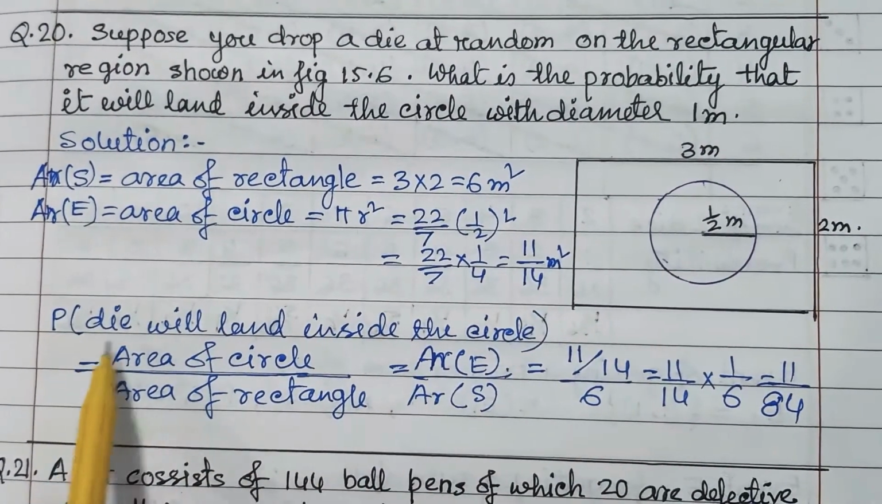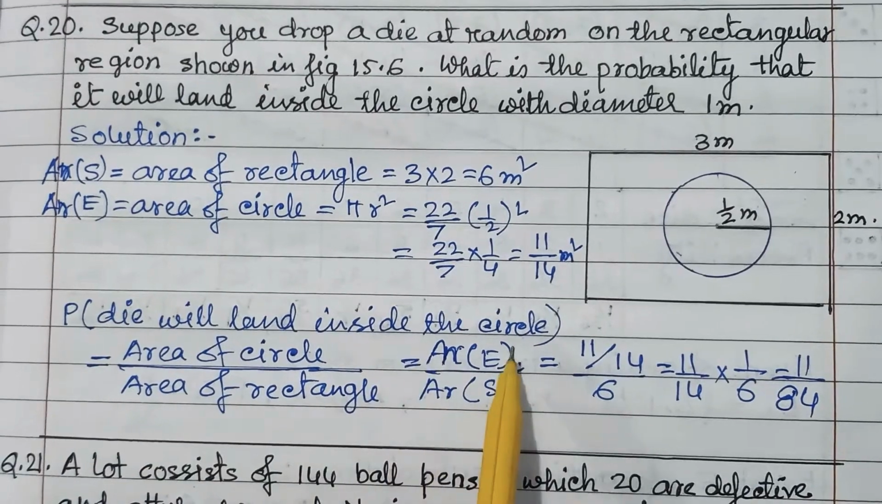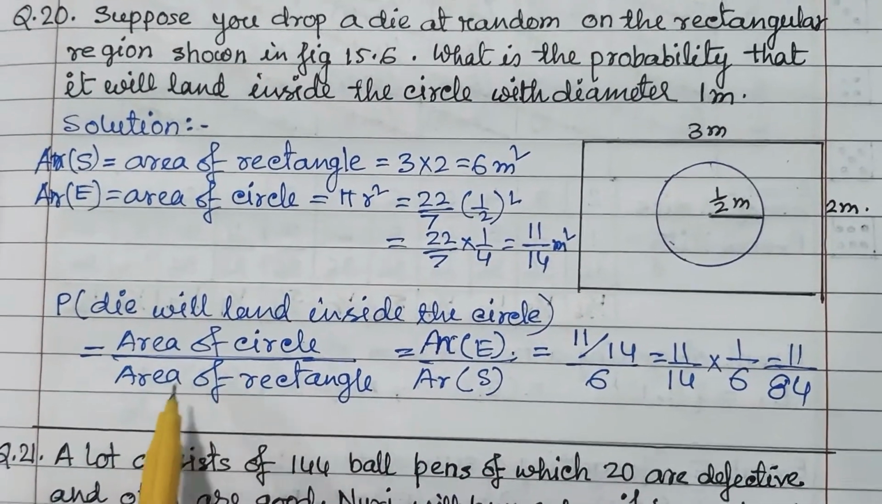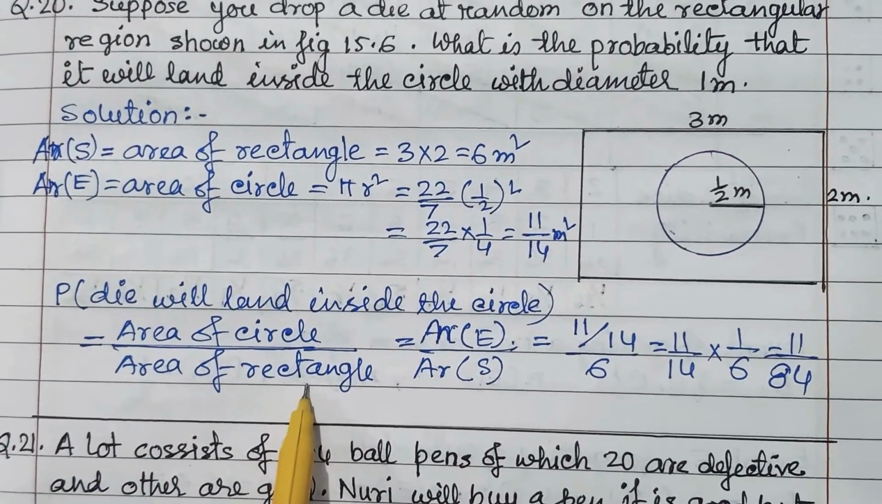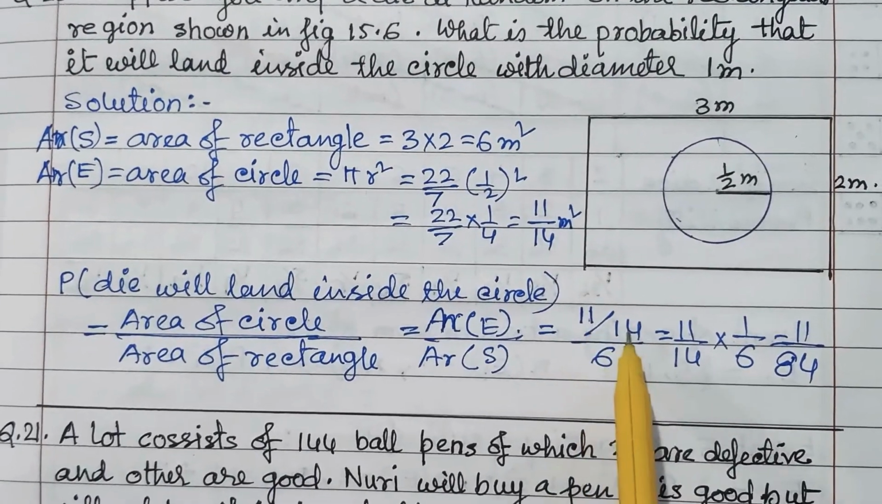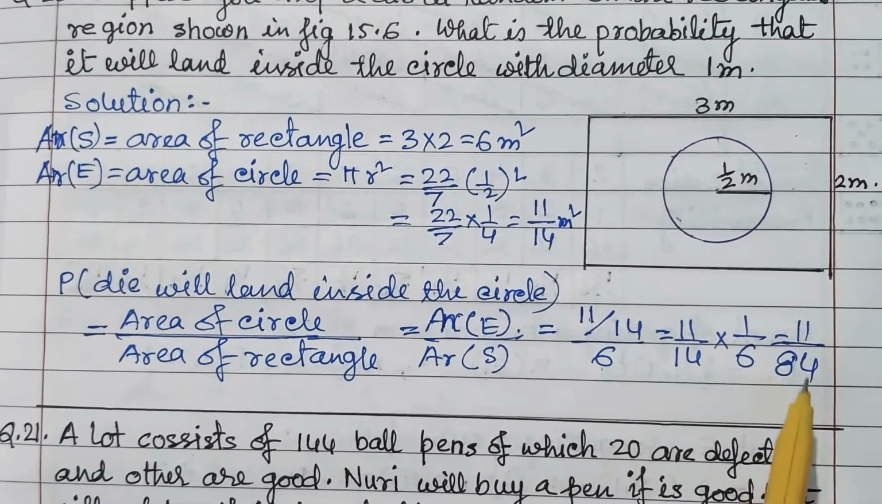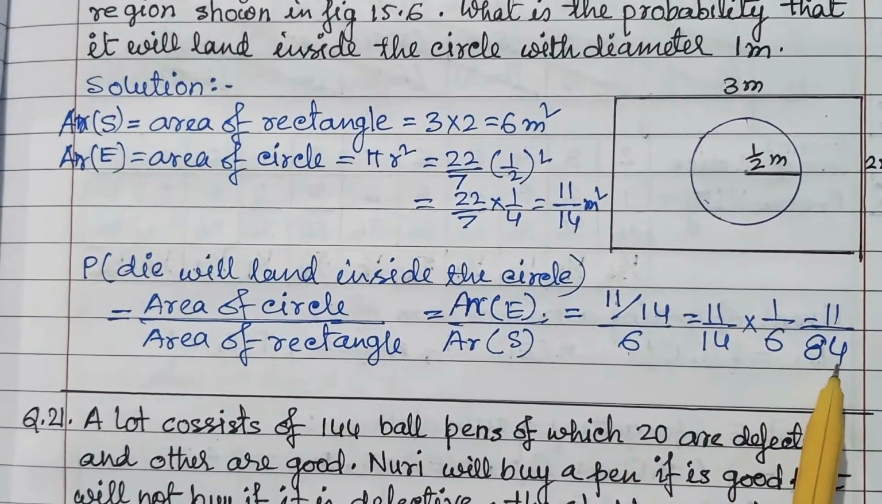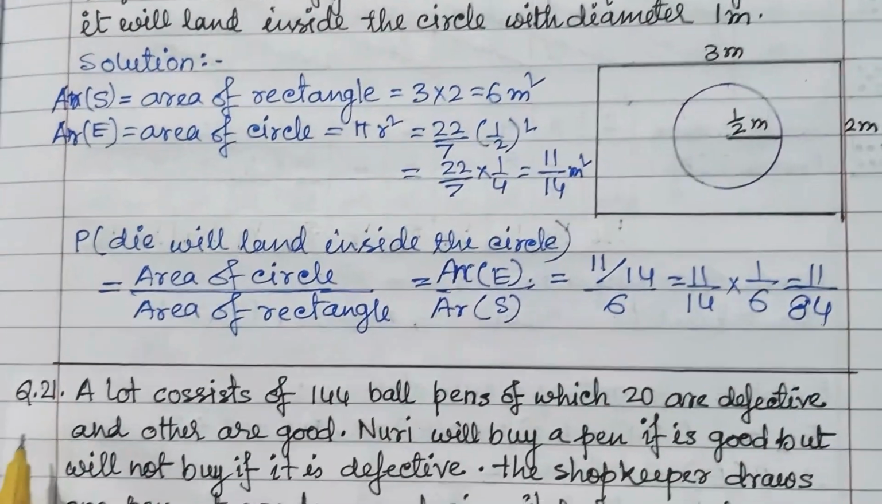Now probability of die will land inside the circle is area of circle upon area of rectangle. That is 11 upon 14 upon 6. That is 11 upon 84. Okay. Next question is question number 22.